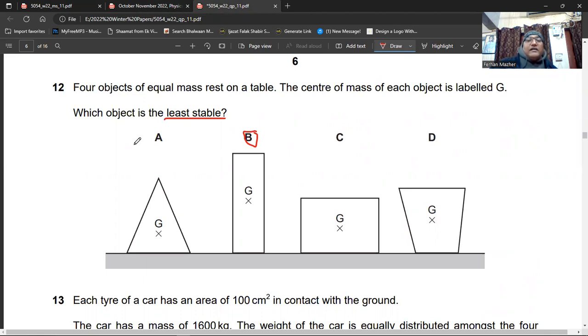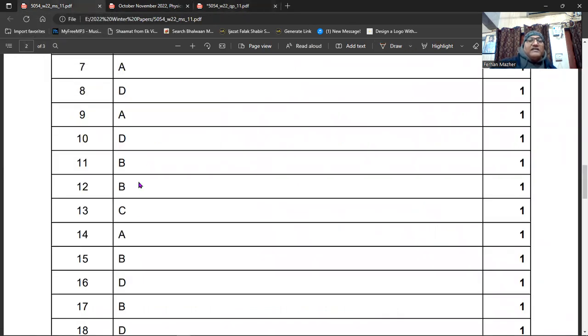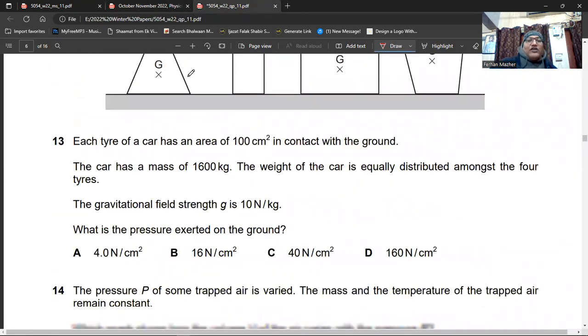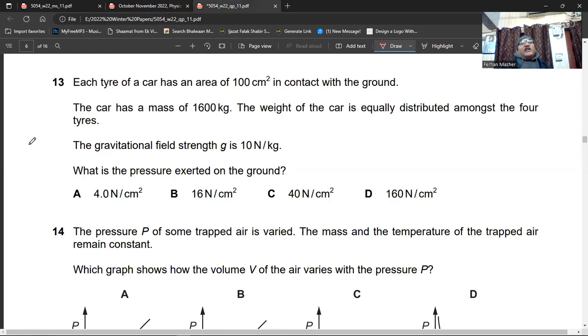And its base area is also the smallest. I think B is the right choice. Question number 12, B is the right choice. Okay, we are going to the next question. Next question is question 13.